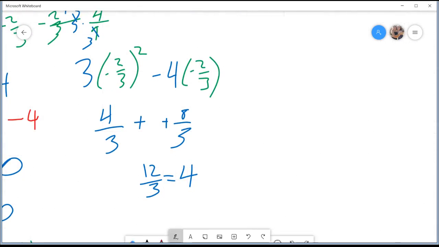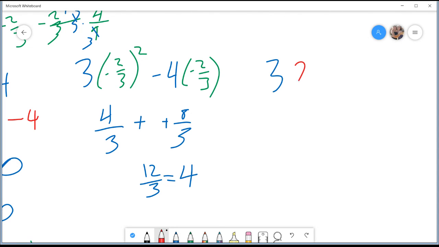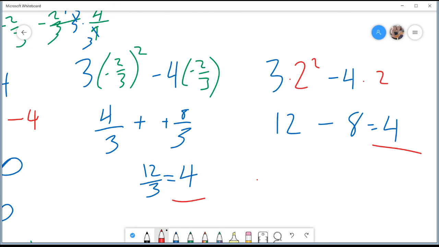So we have 3 times 2 squared minus 4 times 2, and we have to see if that's 4. 3 times 2 squared is 3 times 4, that's 12. 4 times 2 is 8, and 12 minus 8 is 4. Both numbers check out, and that means that both negative 2/3 and positive 2 are our solutions.